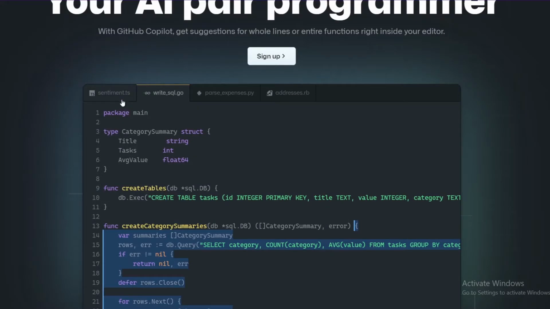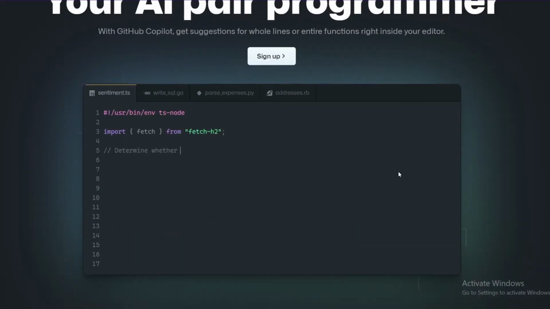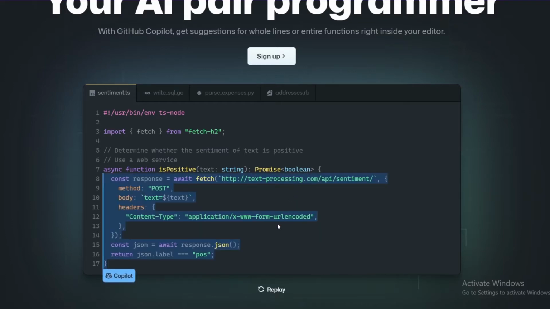So jokes aside, after watching this video, you will know what is actually GitHub Copilot, who made it, how does it work, and the most important question that is trending nowadays, that should you as a programmer be worried about this thing.